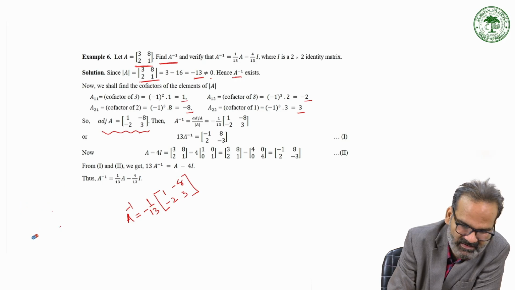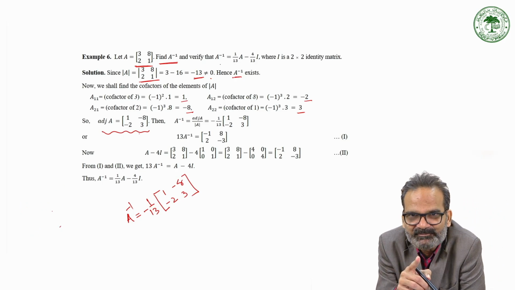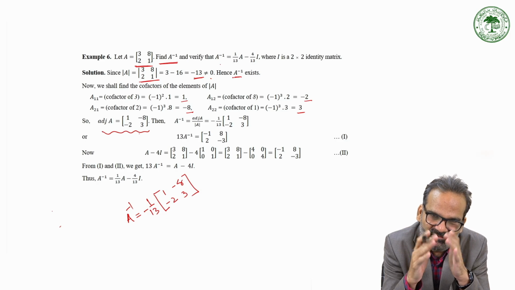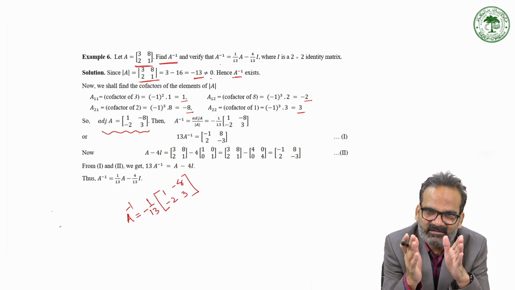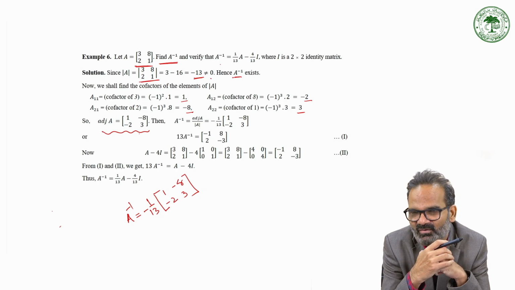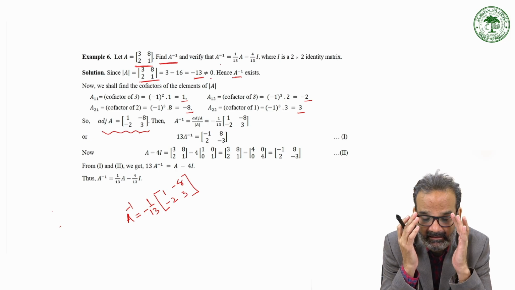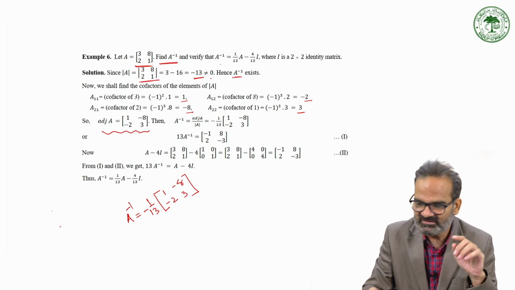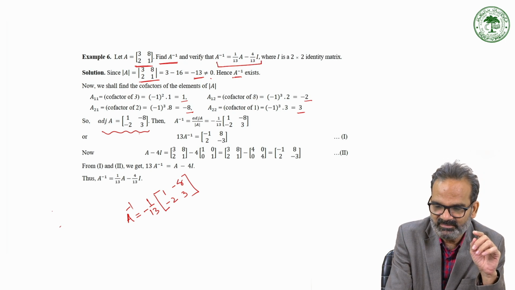In part 2, verify that A inverse is equal to 1 upon 13 A minus 4 upon 13 I, where I is a 2 by 2 identity matrix. So what does it mean? It shows that the inverse of a matrix, that is A inverse, can be written as 1 upon 13 times A minus 4 upon 13 times I. Clear? So see, A is coming out to be this. We have to show that this equation is satisfied for this inverse. Simply this, right?